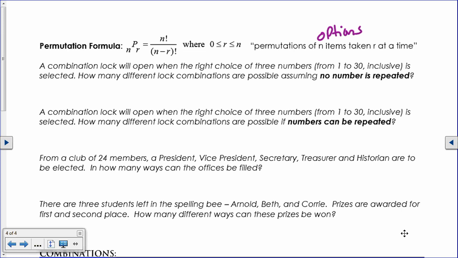So a combination lock will open when the right choice of 3 numbers, 1 through 30 inclusively, is selected. So that means that your options for numbers are 1, 2, 3, and so on, up to 29, 30. You have all those options, okay? How many different lock combinations are possible if you do not repeat any numbers? So anytime you use a number, you can't repeat it. How do you think you would do this? You want to think about how many options do you have, and how many of those do you want to use?